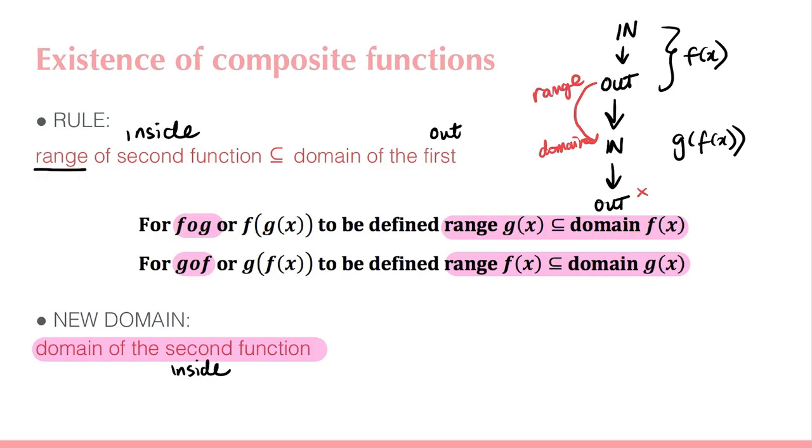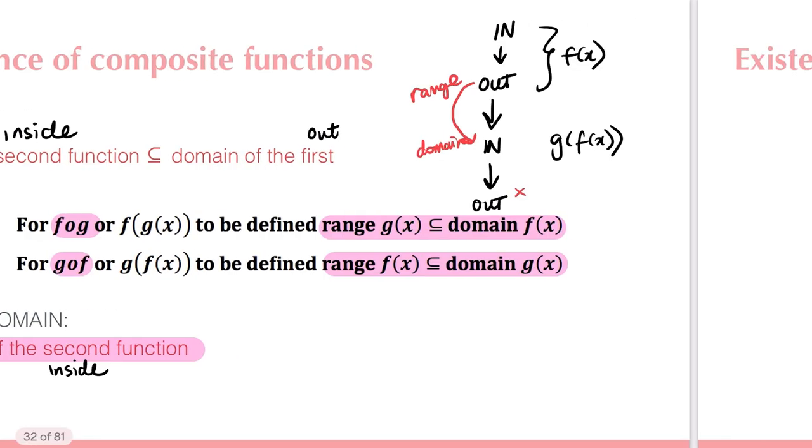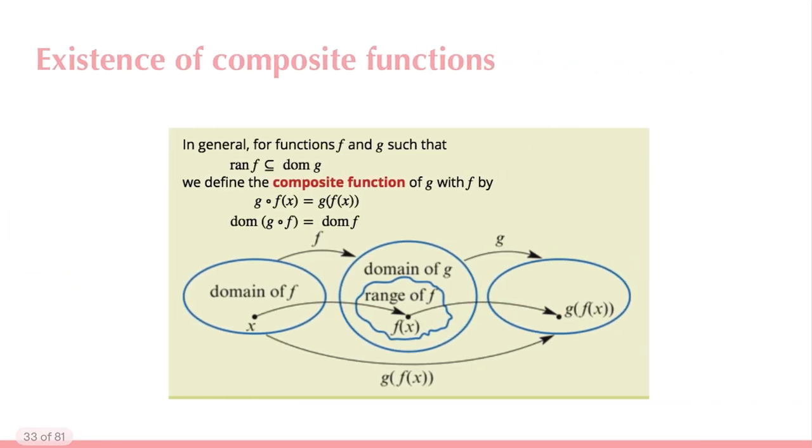So you'll see textbooks using words like second and first. I just prefer to use inside and outside. It just makes a lot more sense. Here's just a bit of a depiction visually of what we've just spoken about. And I know I'm going on about it quite a bit, but it's a really important part of composite functions here.